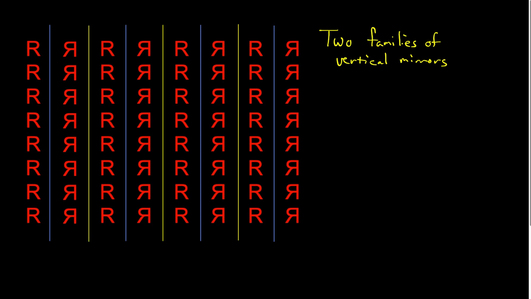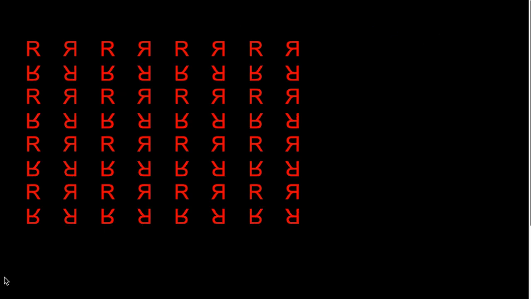Unlike strip patterns, which can have one horizontal mirror and vertical mirrors, wallpaper patterns can have mirrors in both directions. And in this particular wallpaper pattern, we have mirrors in both the vertical and horizontal direction. If you stop the video and look at the pattern, you should be able to see that.